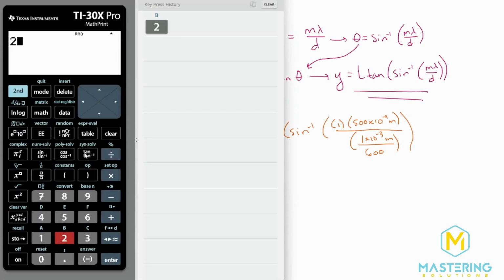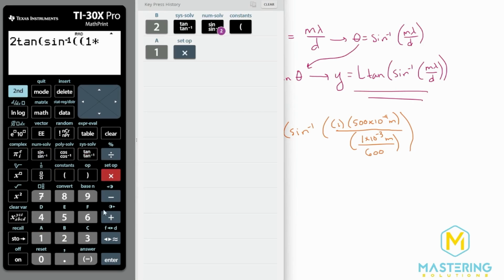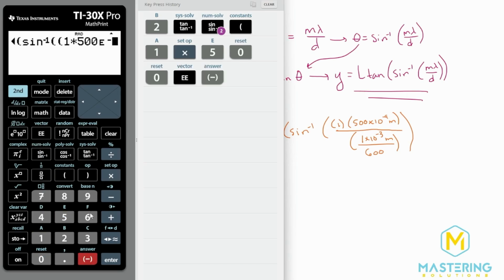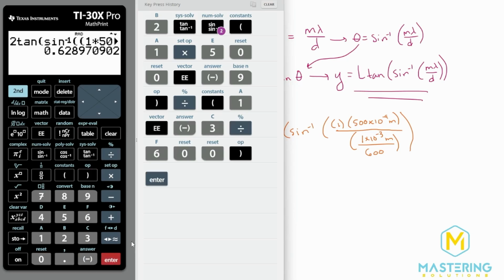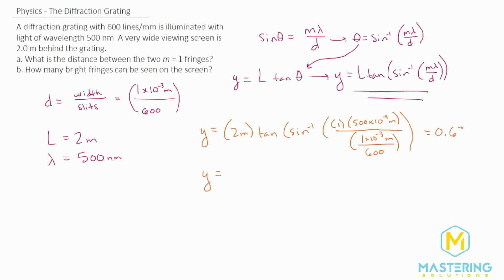So what does that give us? We have 2 tangent of the inverse sine of 1 times 500 times 10 to the negative 9, all divided by 1 times 10 to the negative 3 divided by 600, and that gives us 0.63. It's y, so that is in meters.